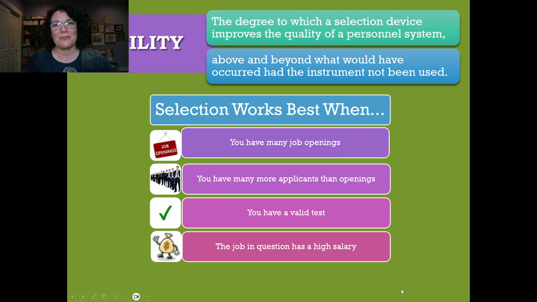And then, of course, something that IO psychologists don't really have a lot of control over, but if the salary is going to be high, you tend to get more applicants. I just saw an interview with Adam Grant, who is an organizational psychologist, and he was talking about organizations need to remember that the reimbursement package is one of the key factors in whether a person will apply or not.